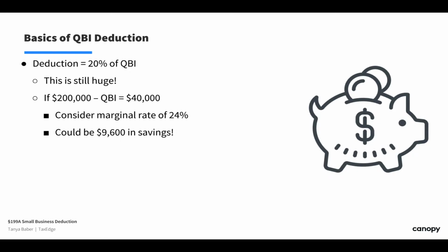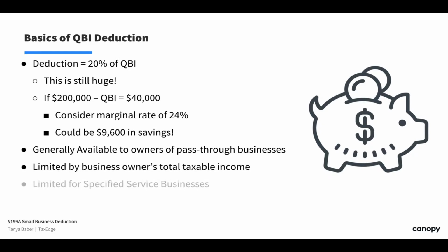It's generally available to owners of those pass-through businesses we talked about, those RPEs. It's limited, however, by that business owner's total taxable income. And it's also limited potentially for specified service businesses. So that's what our limitations are: income-based and what type of business it is for the most part.